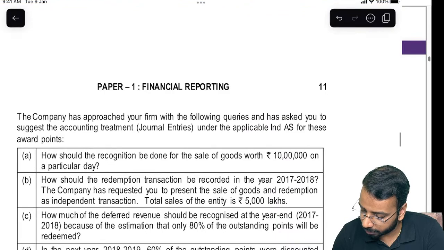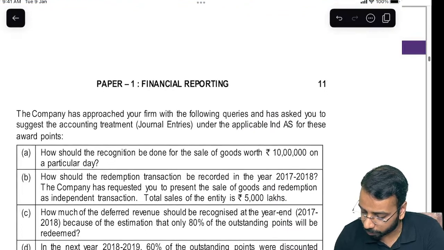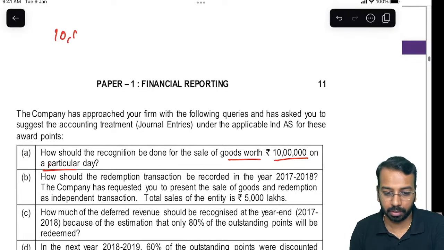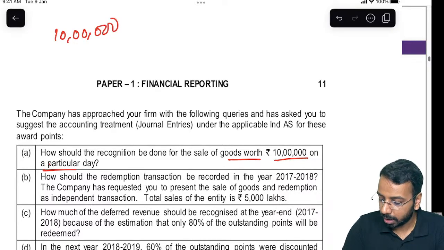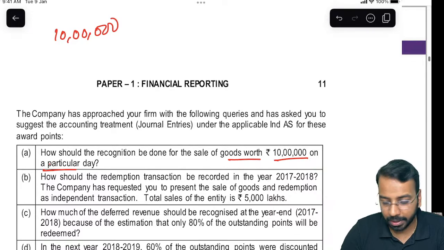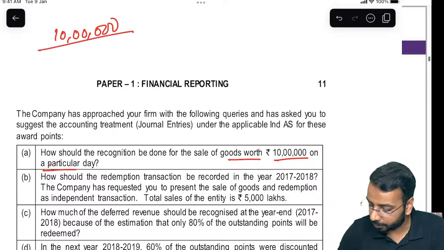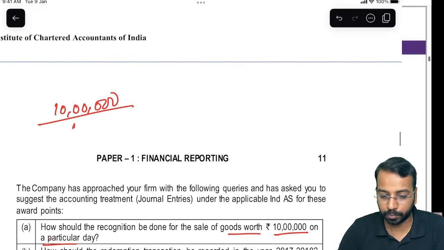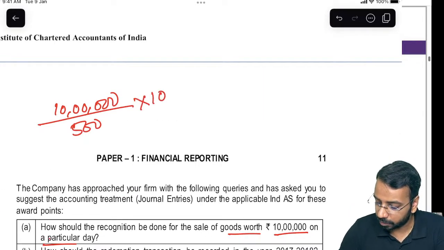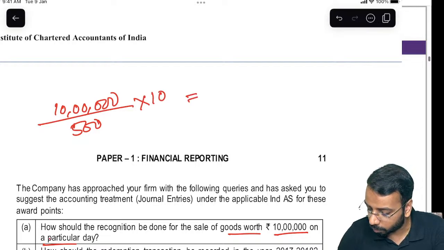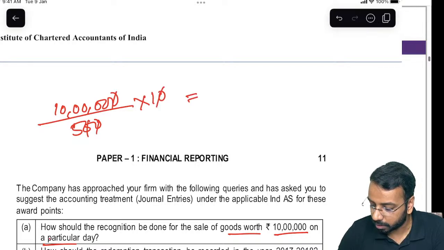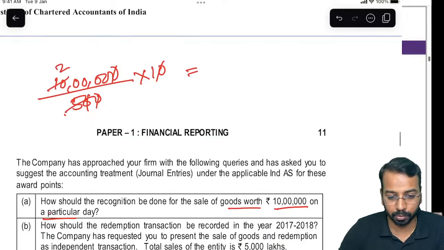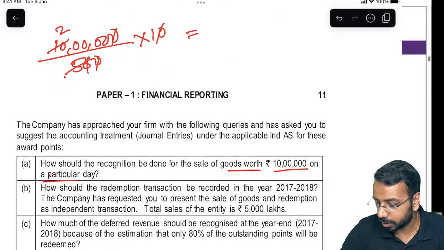How should the recognition be done for the sale of goods worth 10 lakhs on a particular day? Now, if you sell 10 lakhs on a particular date, then how many points will you get? For 500 you get 10 points. So 500 into 10 is what you will get. So you get 20,000 points.